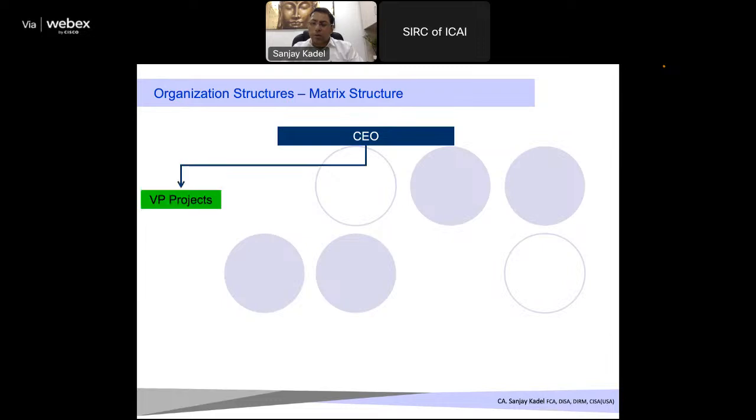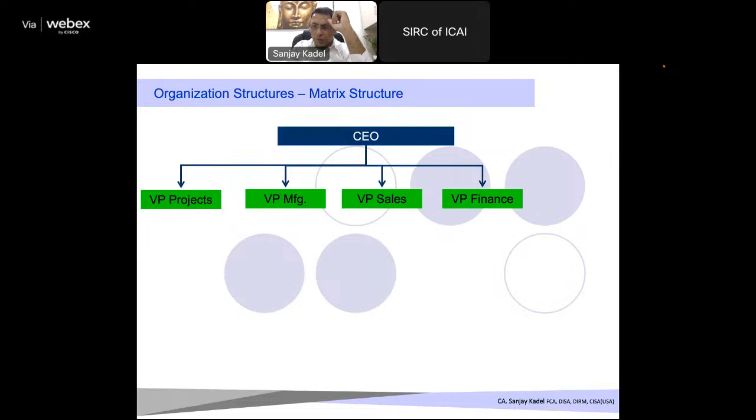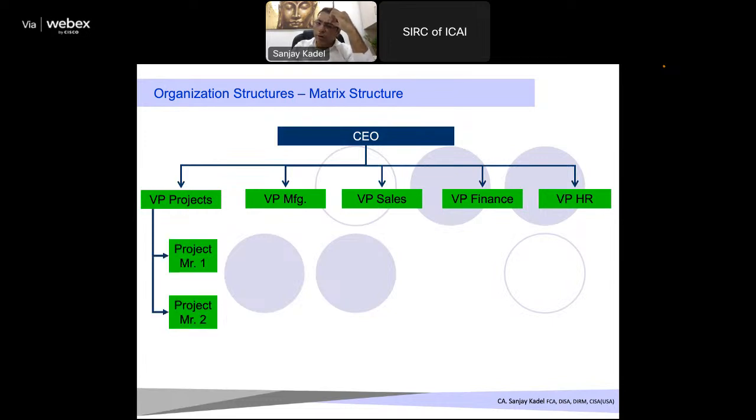There is a CEO. Under the CEO, there is a division called VP Projects, or Vice President Projects. So the projects division is there, the manufacturing division is there, the sales function is there, the finance function is there, and the HR department is there. Under each of these divisions, they'll have different sub teams. The projects division may have project manager 1, project manager 2, project manager 3, each manager taking care of a separate project.